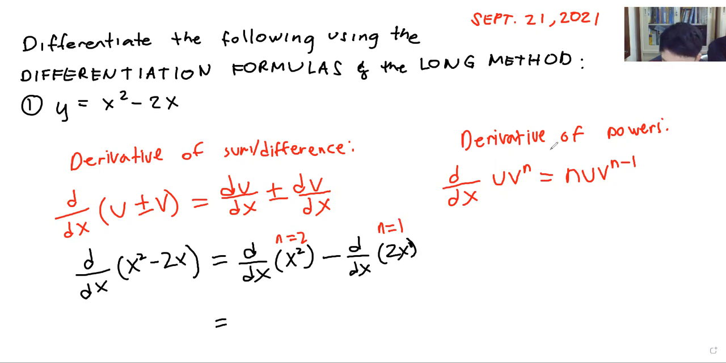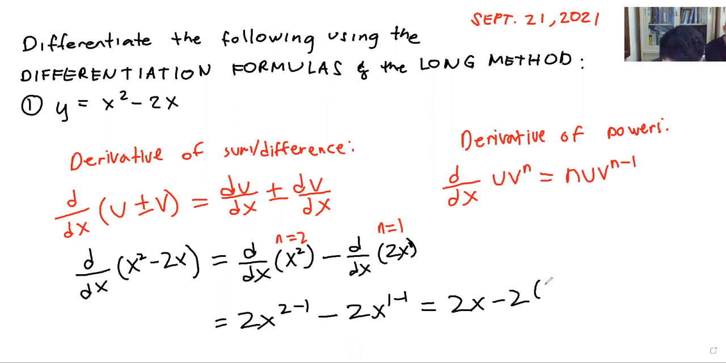For this, the n will be multiplied to everything first. So this will become 2x to the 2 minus 1. And then here, 1 times 2 is just 2, and then x to the 1 minus 1. x to the 1 minus 1 is x to the 0, that's also 1. And x to the 2 minus 1 is x to the first power, that's just 2x. So 2x minus 2, actually times 1. But okay, so that's the answer.